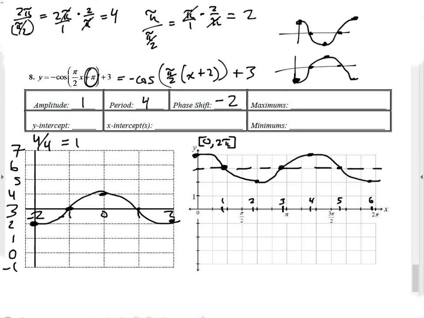And then the rest is history. There's no such thing as x-intercepts for this one for obvious reasons. And then we have a 4 for my y-intercept. My 4 is my maximum. My minimum is 2.